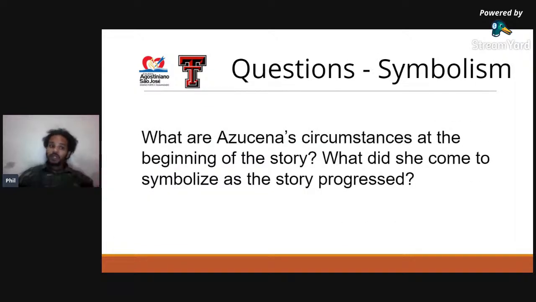Oh, and what did she come to symbolize as the story progressed? So that's important. That's when you get to the transition part, day 2 and on to day 3. Okay, so what did she come to symbolize to Rolf Carlé more than anyone?